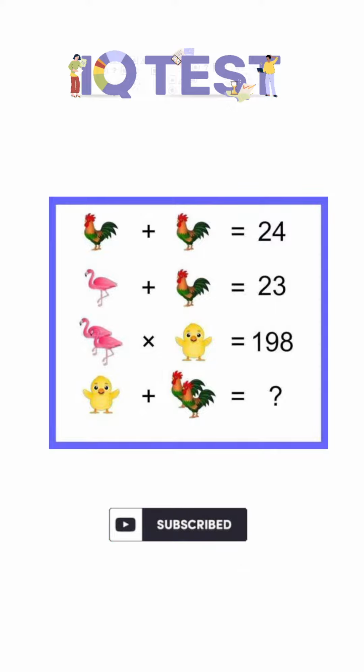Now 2 flamingo is equal to 22. 22 multiplied by what will give us 198. So 198 divided by 22, that will give us 9 as that of the small chick. So the chick is 9.